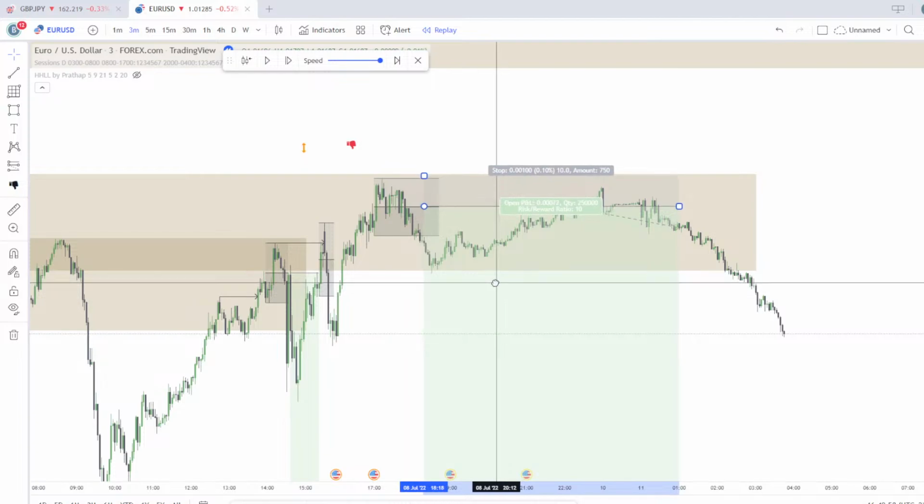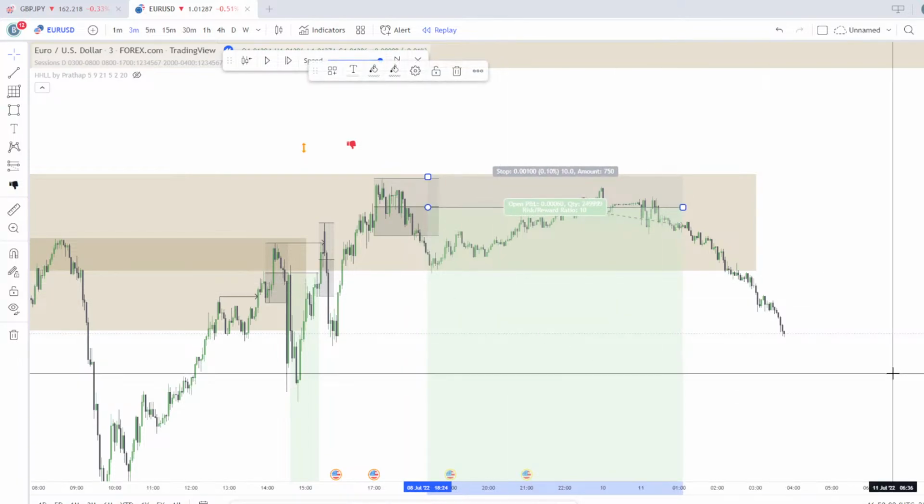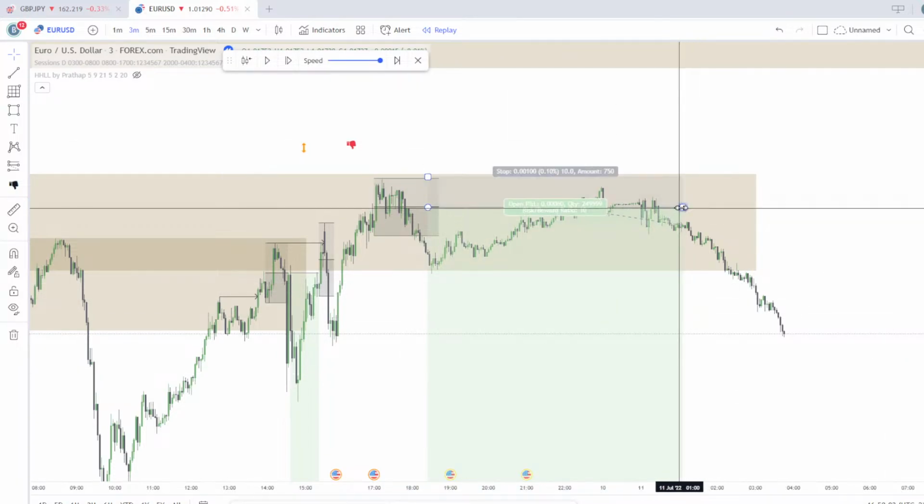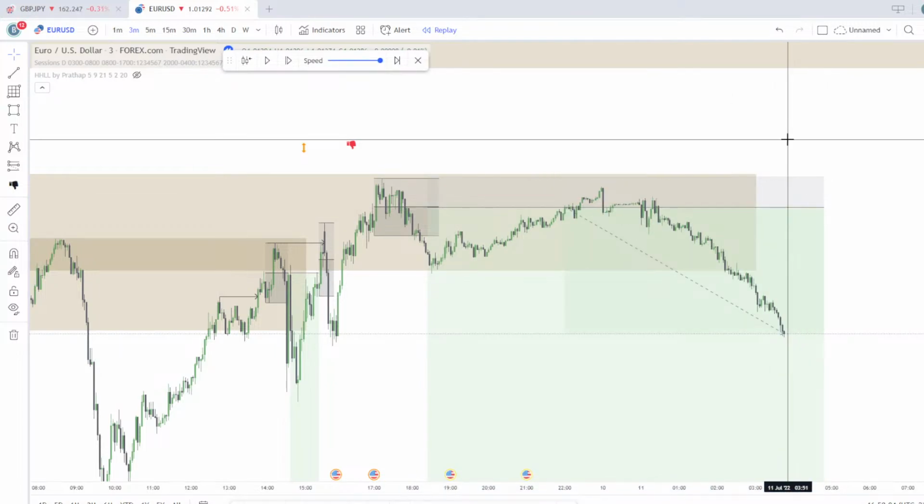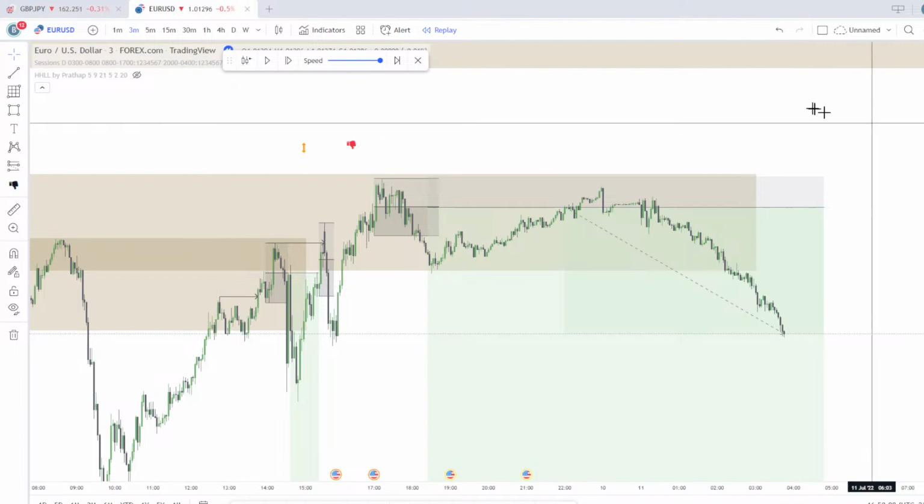Okay, so this here, with entry model number 2 would be perfect. Look at this, bro. Entry model number 2. How perfect did that work out, bro? Look at that. How perfect does that work out?